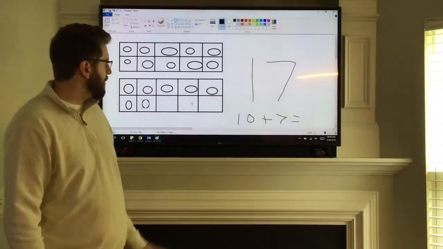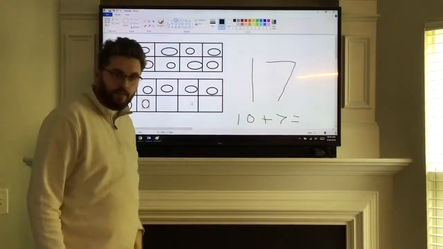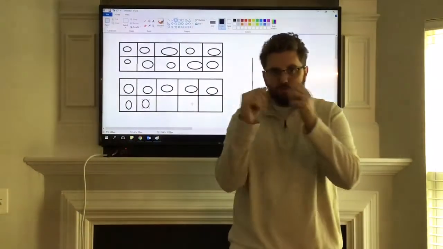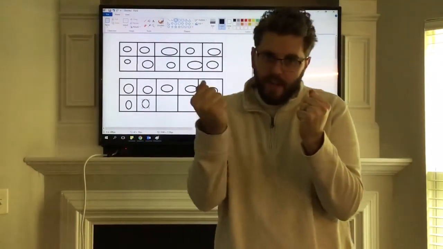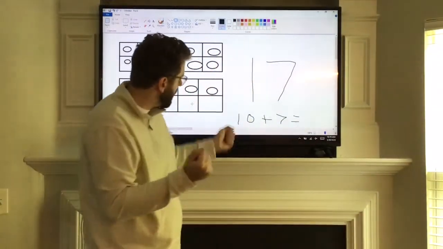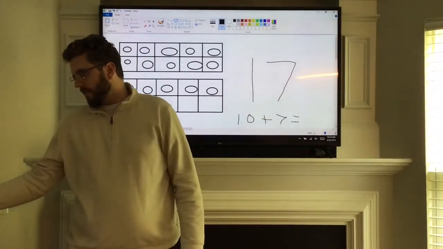So let's look, I got my 2 parts. I have my 10 and I have my 7. So I took my whole of 17 and broke it into 2 parts. A part of 10 and a part of 7. And so now I see that 10 plus 7 equals 17.